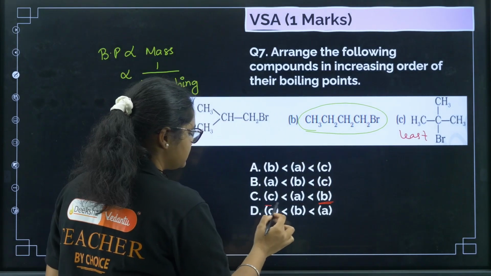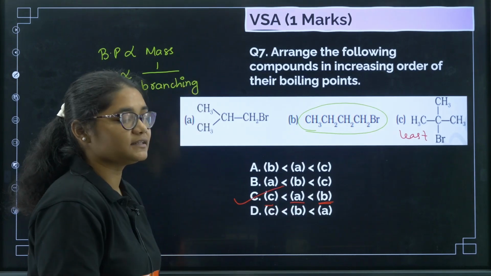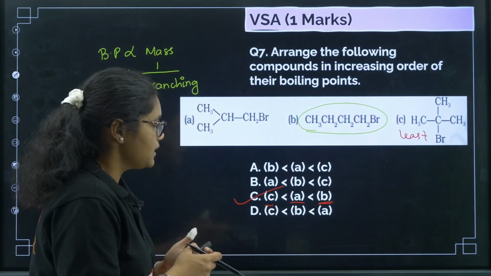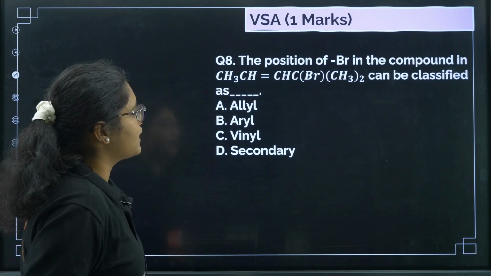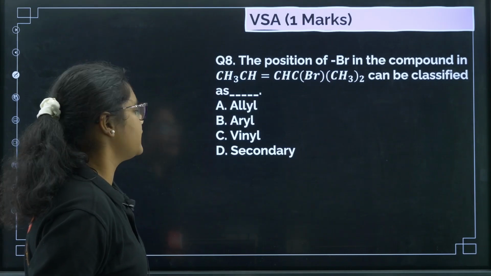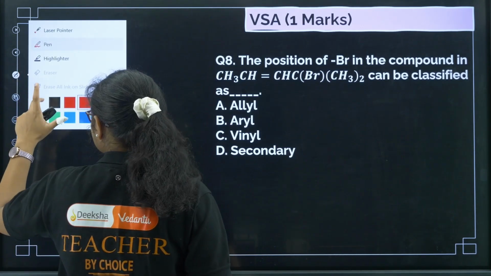So C should be least and then A. Option number C is the correct answer here. Next, the position of Br in the compound can be classified as... So here we need to discuss certain things.